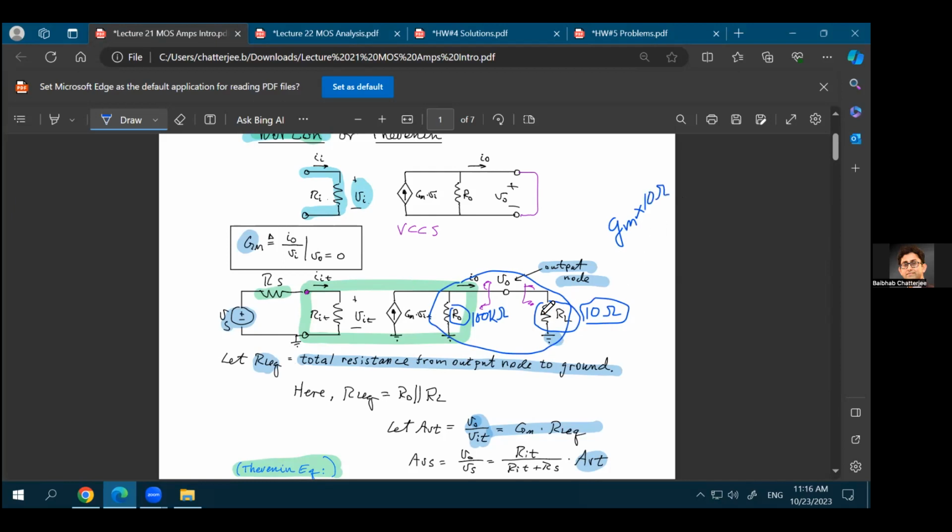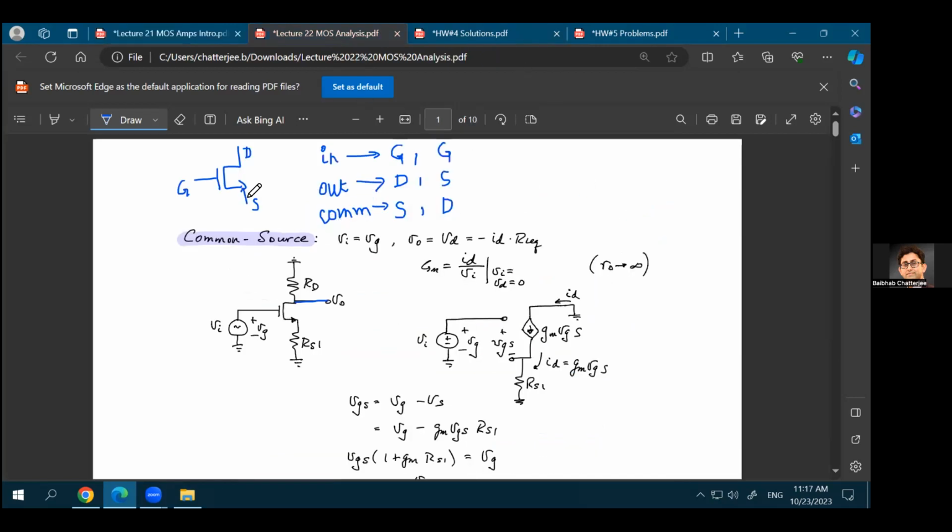So if your load is very small, you cannot expect that gain in your common source configuration. So we have already looked into the common source configuration, and in common source configuration, we saw that your gain is minus GM times RD, or when you have the source degeneration, it almost becomes minus of RD divided by RS. Still, you get some amount of gain.